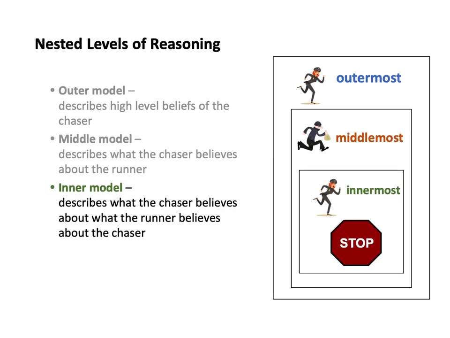Then we conclude with the last layer, our inner model, where we describe what the chaser believes about what the runner believes about the chaser. And we stop layering beliefs at this point. We do this to demonstrate that a simple layer methodology is enough to produce rational behavior that demonstrates the practice of theory of mind. We also do this to avoid intractability as we add more layers.